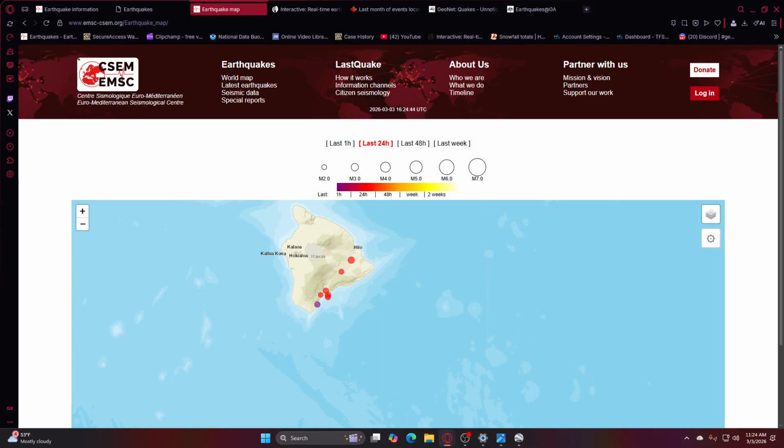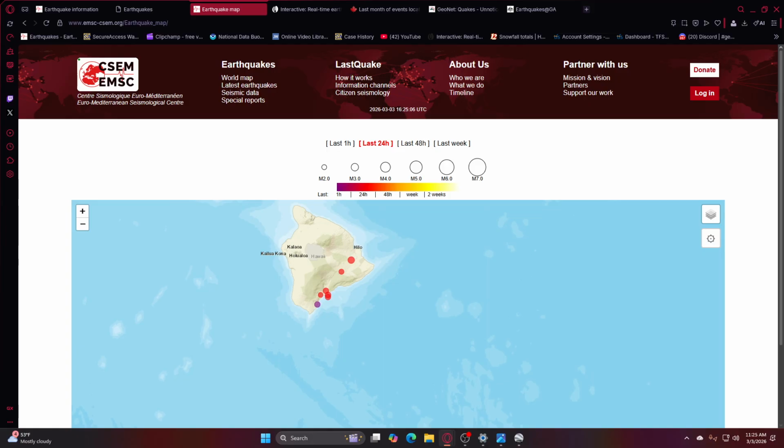A 3.3, 180 kilometers southeast of Leilani Estates. It was March 2nd at 1:57 a.m. It was 5.0 kilometers deep. A 2.6, 2 kilometers north-northeast of Mountain View on March 2nd at 14:11 p.m., and it was 1.1 kilometers deep.